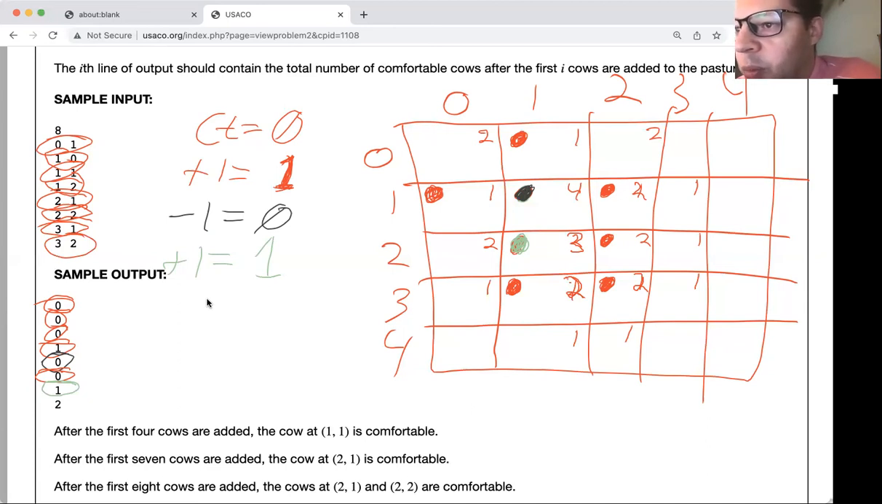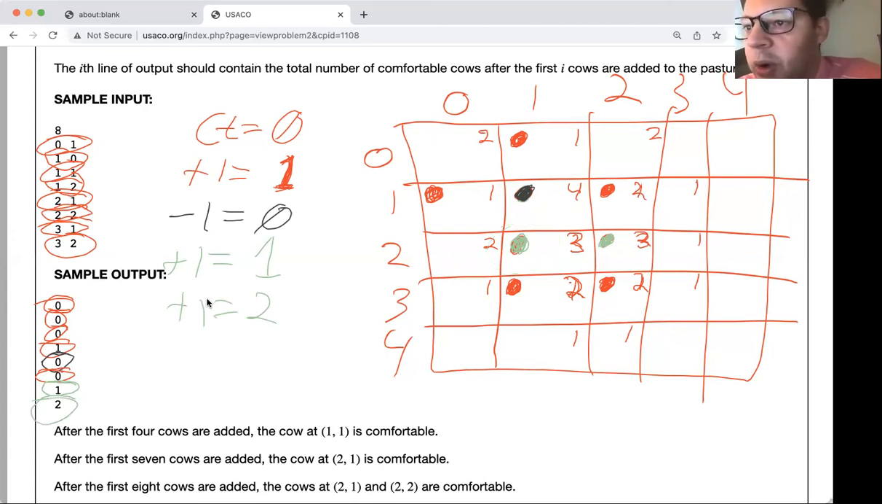And then 1 more now to the north, 3, which is going to change that to a comfortable cow, which also, again, has no impact on this cow because just because this one became comfortable doesn't mean that one's changing. So again, just reinforcing that this is not going to cascade. We only have to look at the immediate neighbors. So +1 equals 2, and then that's that last 2 output right there.